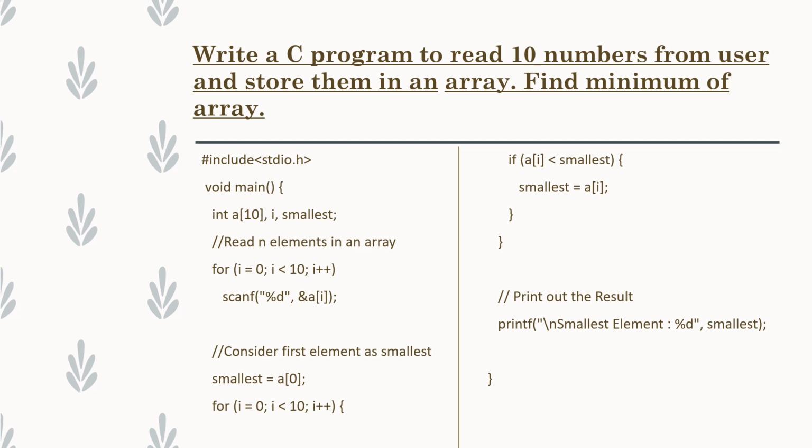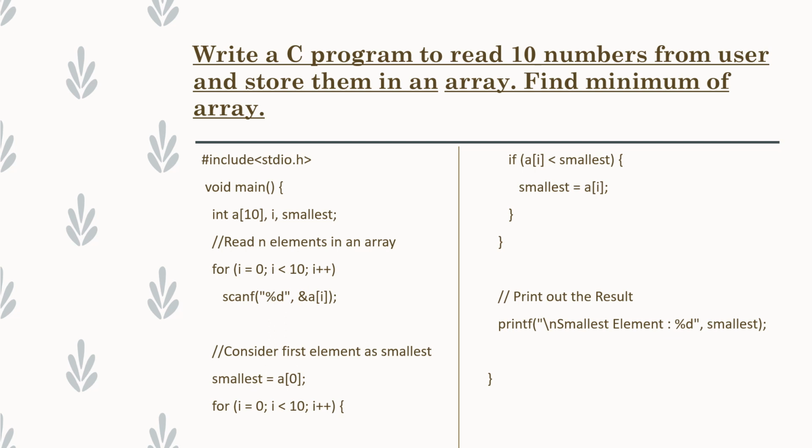I'm taking the for loop for scanning all the array elements. Here the array elements will be scanned from a of 0 to a of 9, because the condition i less than 10 is given. It can be written as i less than or equal to 9 also. First of all, in smallest, I have taken my first element a of 0. Now I'm traversing the loop again.